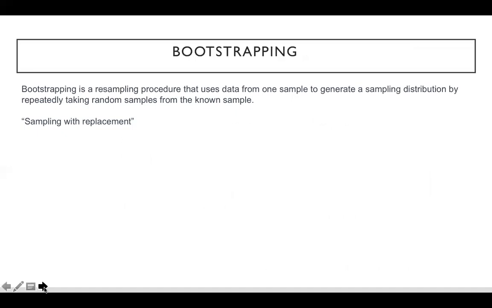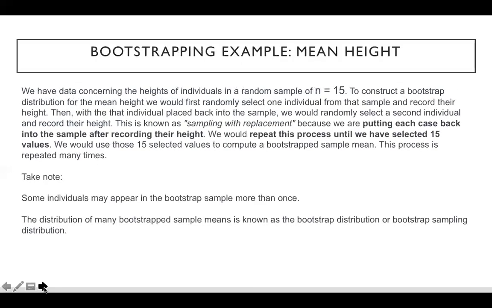Okay, so on to bootstrapping. Bootstrapping is a resampling procedure that uses data from one sample in order to generate a sampling distribution by repeatedly taking random samples from the known sample. In bootstrapping, we call this sampling with replacement, because you put each value back into the original set of data, and it has an equal chance of being selected again.